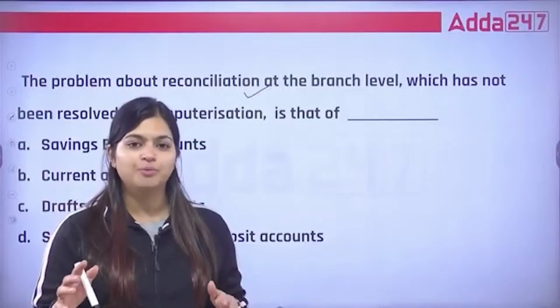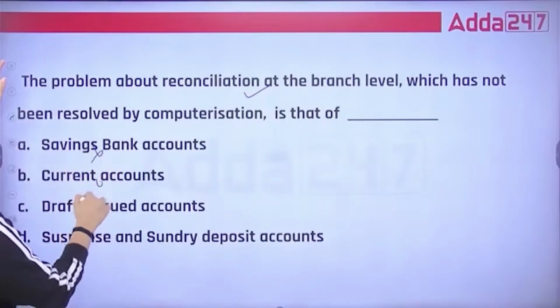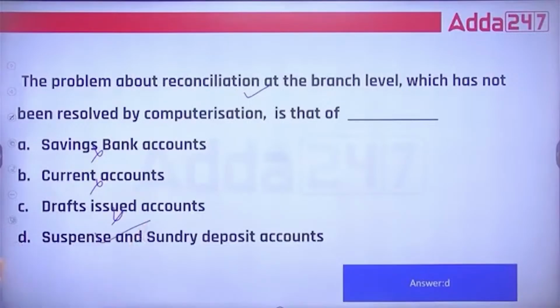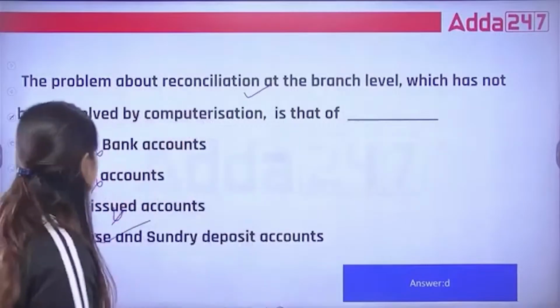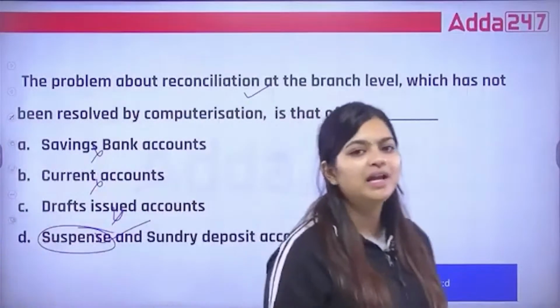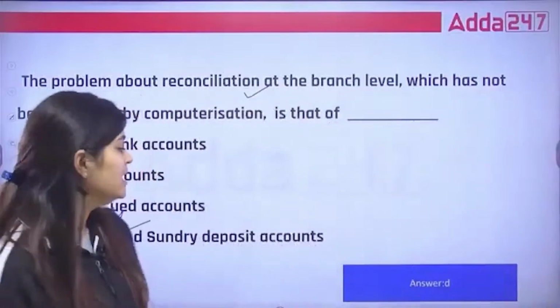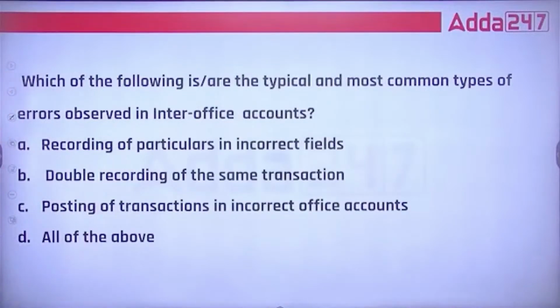So which is that point? Savings account? No. Current accounts? No. Drafts issued accounts? No. The correct answer is answer D, suspense and sundry deposit accounts. Yes, suspense and sundry deposit accounts, these are the temporary entries you are creating. So that is your suspense and sundry deposit accounts. So the correct answer is answer D.